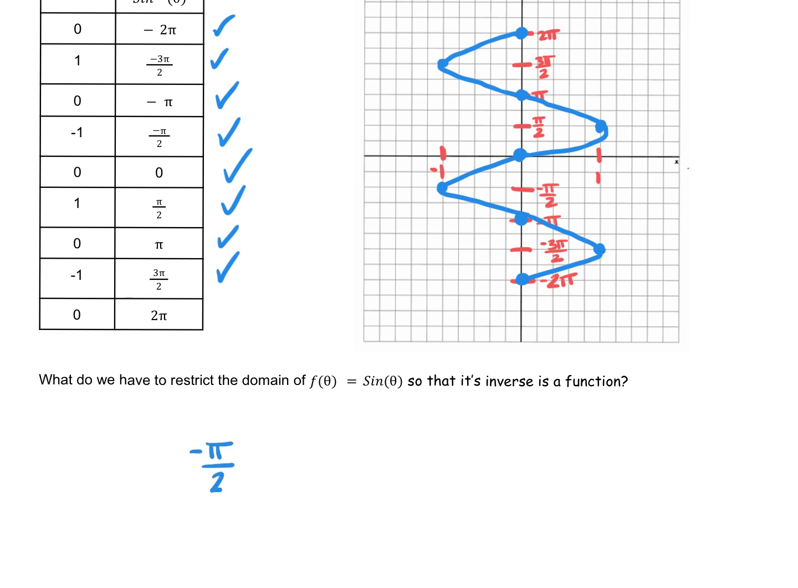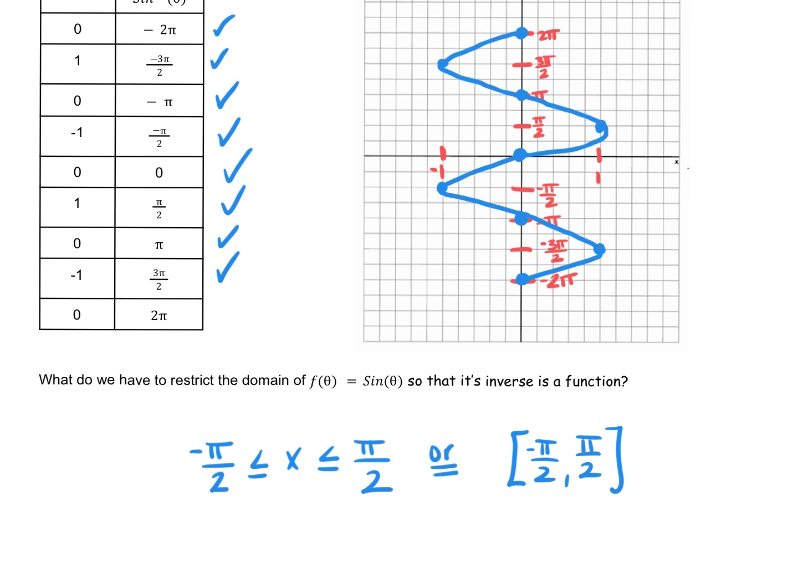So we could say negative pi over 2 is less than or equal to x, less than or equal to pi over 2. That's how we would write all values between negative pi over 2 and pi over 2. You could write it either of these two ways. This is your interval notation, and this is your set builder notation. And unfortunately, there's no easy way around this.